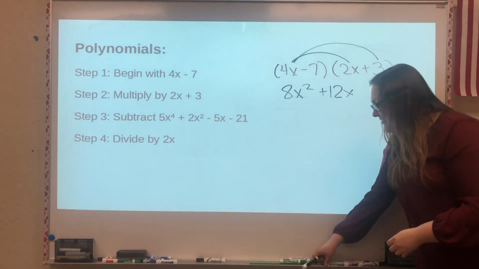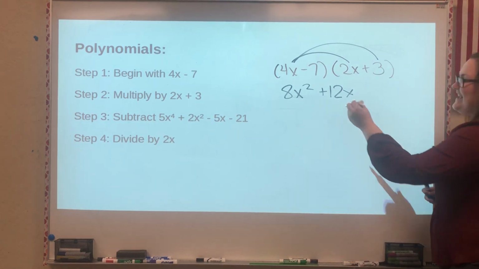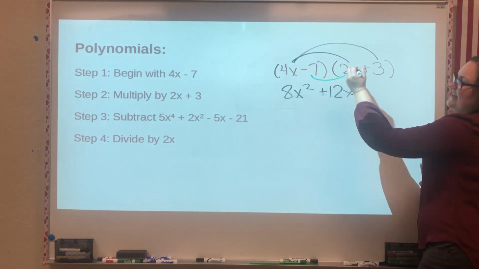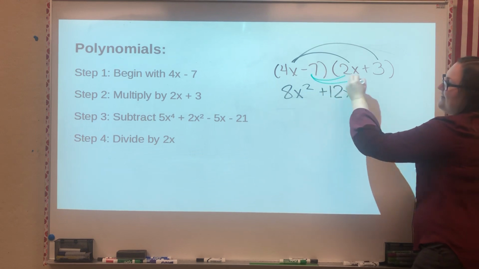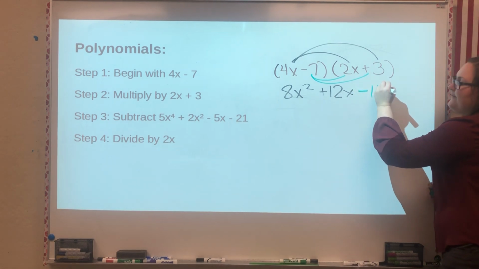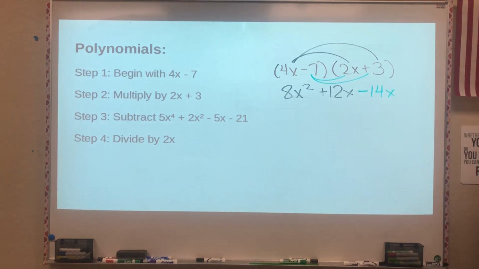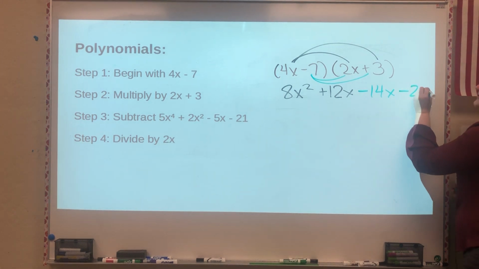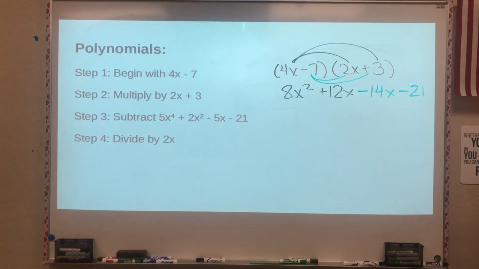And then we're going to go again. So next, I'm going to take my minus 7 and distribute it to 2x and to 3. When I do that, I've got negative 7 times 2x. That's negative 14x. And then the negative 7 times 3 gives me negative 21. So I've got 4 terms right now.